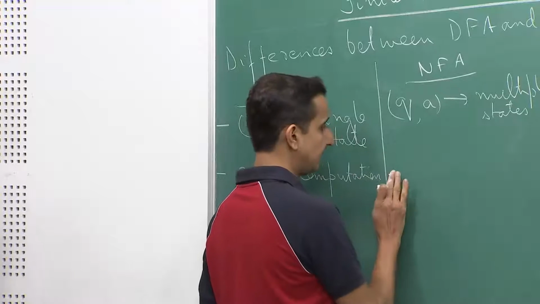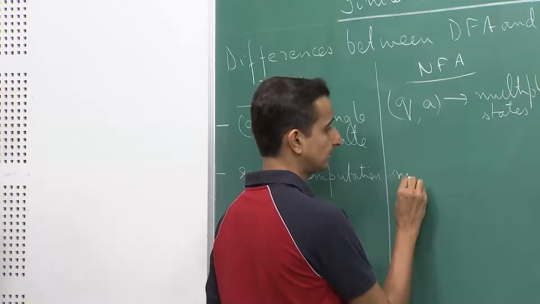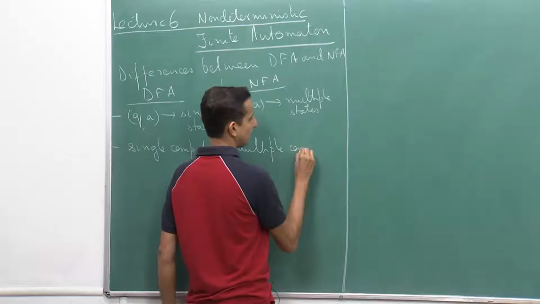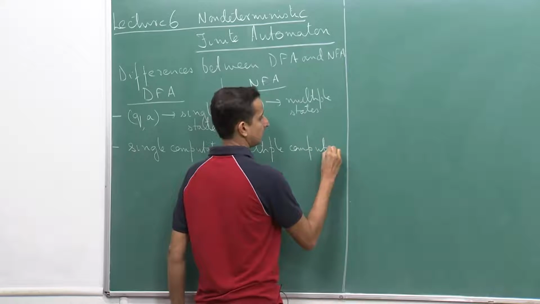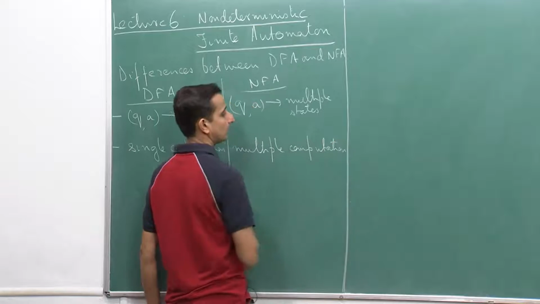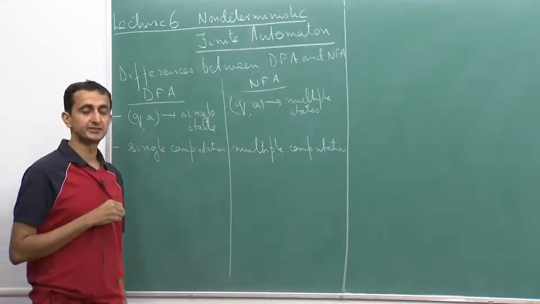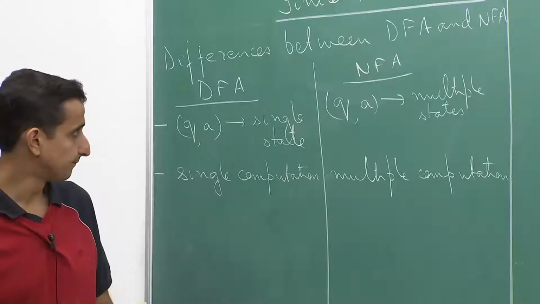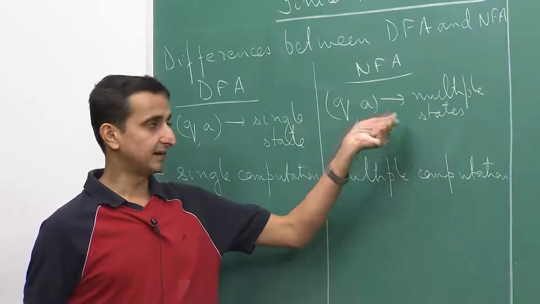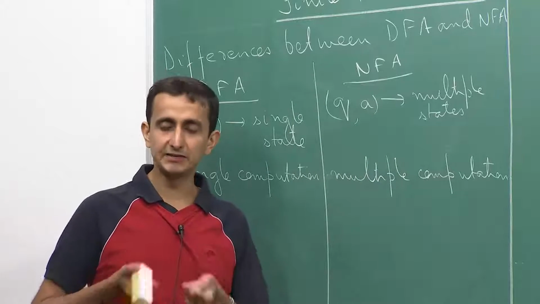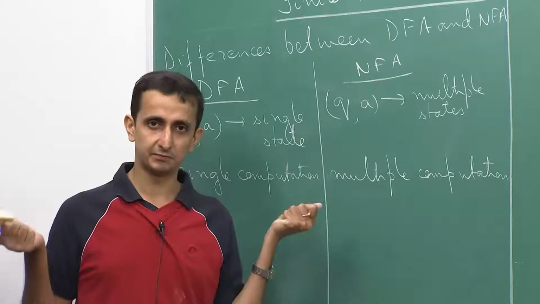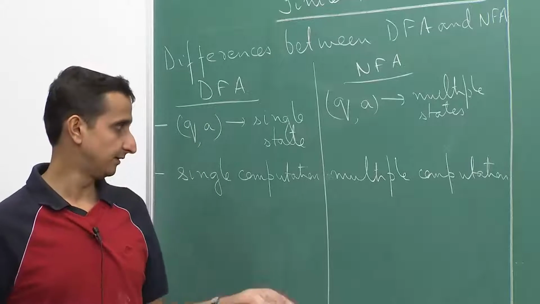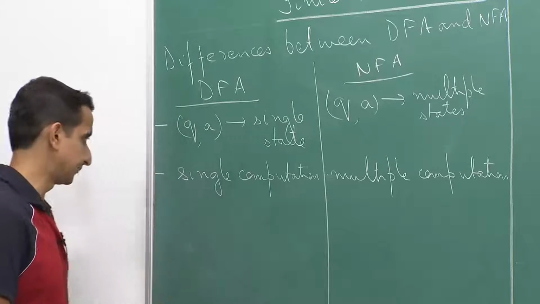In the case of an NFA, we have multiple computations that are happening simultaneously. Because from one state we can go to multiple states, and each of those computations can proceed independent of one another in a simultaneous manner, we have multiple different computations.